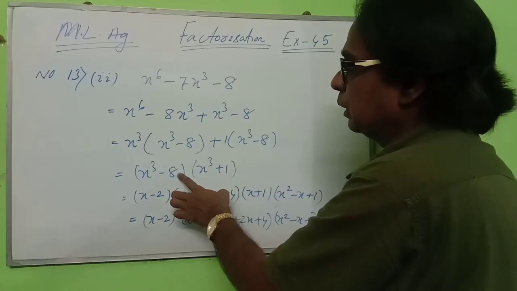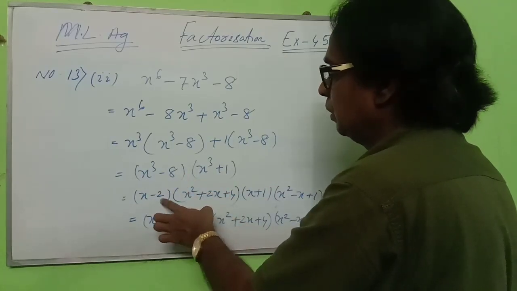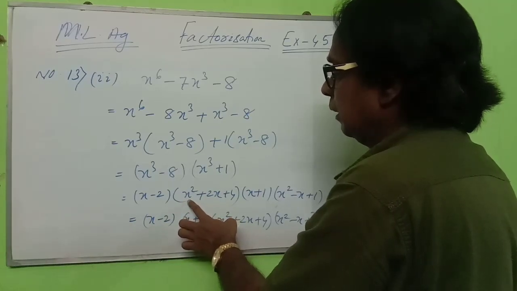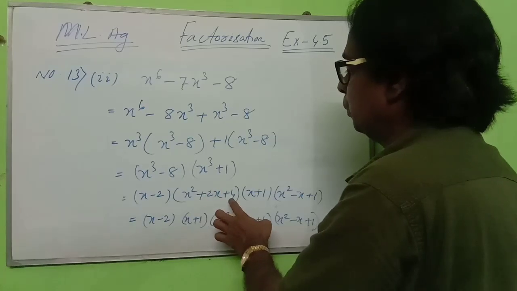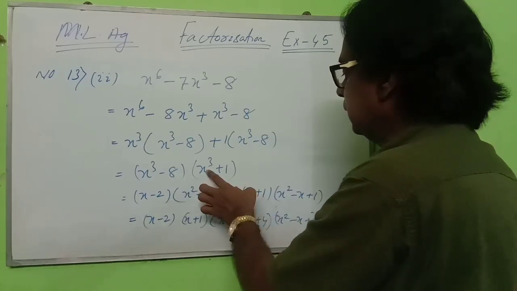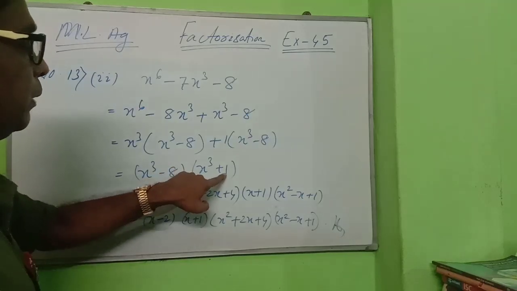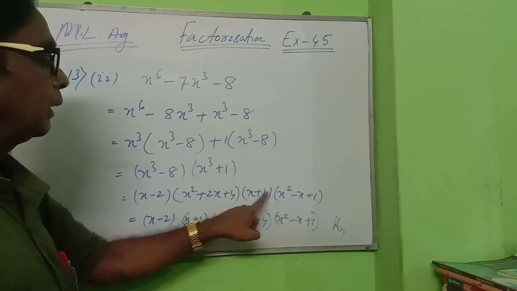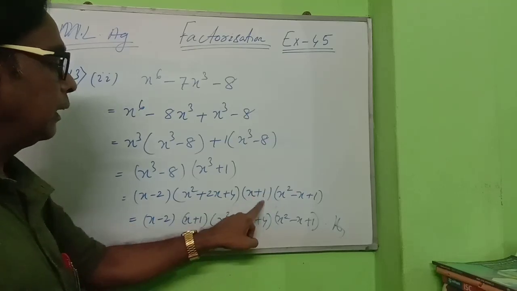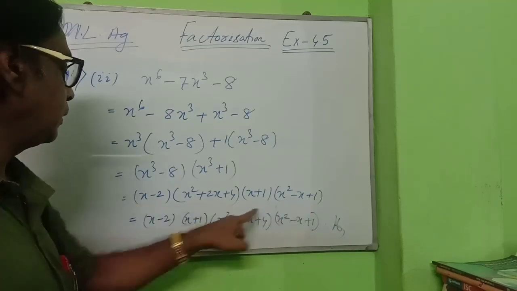8 means 2 whole cube, so x cube minus 2 cube. The formula will be x minus 2 whole into x square plus 2x plus b square, that is 2 square, 4. And this can be factorized like this: x cube plus 1 cube, that will be a cube plus b cube. A plus b means x plus 1 whole into x square minus x into 1, that is x, plus 1 square, that is 1. Now I have just arranged it here.